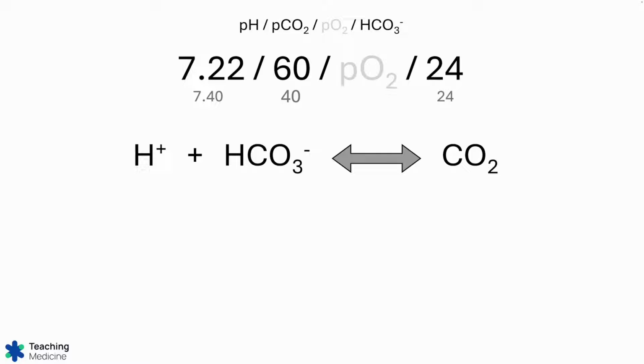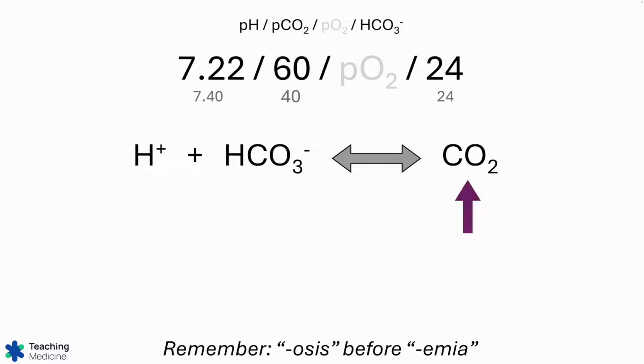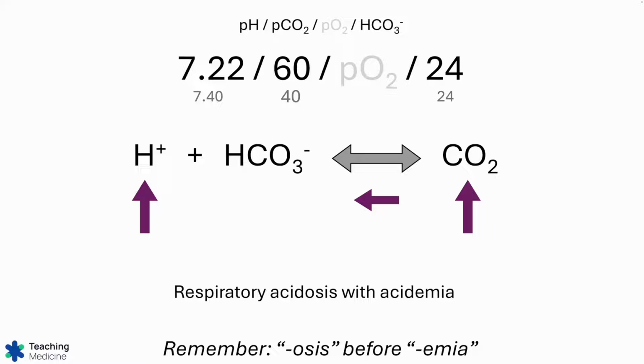The first thing we're going to do is look at the PCO2, and you can see that the PCO2 is elevated. So with that, we're going to expect this chemical equation to shift to the left. This is going to increase the hydrogen ion concentration, and we have respiratory acidosis with acidemia. When we look at the blood gas, we can see PCO2 is elevated at 60, and as we expected, the pH is on the acid side of normal. It is reduced at 7.22. So this all makes sense.